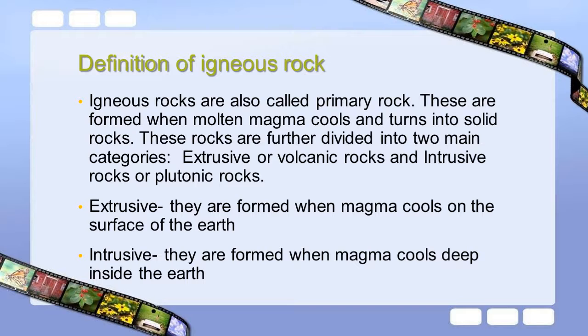These rocks are again divided into intrusive igneous rocks and extrusive igneous rocks. The name itself is telling you: extrusive rocks are formed when the magma cools on the surface of the earth, that is on the crust. And intrusive igneous rocks are formed when magma cools deep inside the earth. An example of intrusive igneous rock is granite, and an example of extrusive igneous rock is basalt.